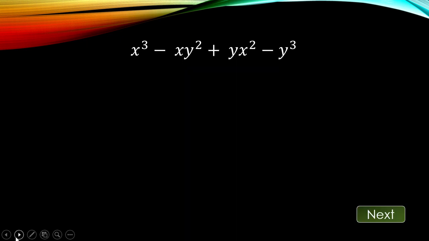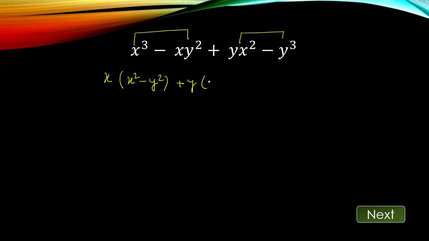Now let's see. Here we have x cube minus xy square plus yx square minus y cube. So we collect the first and second terms together, and the third and fourth terms together. The first group is x cube minus xy square. If we take x common from the first group, we find x square minus y square remaining inside. Now if we take plus y common in the second group, we find x square minus y square remained inside.